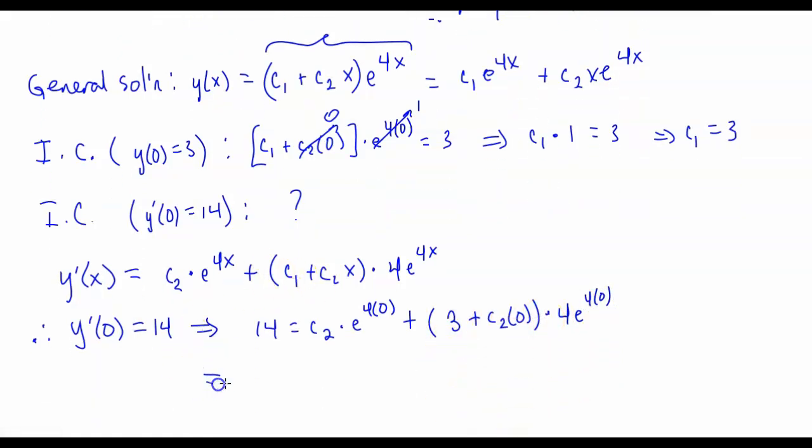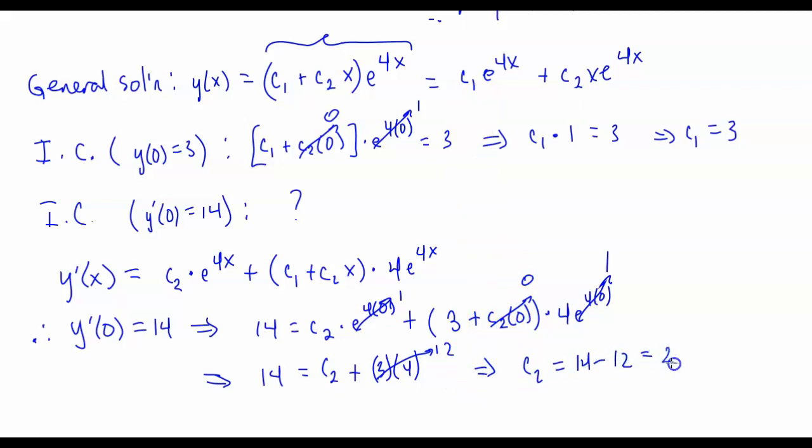And of course, on the left side, this just means we have 14. The e raised to the 4 times 0 is just 1. So this is just C2 plus, this is 0. That is 1. So we just have 3 times 4, really. So we got 3 in here, got 4 out here, which of course is 12. And this implies that C2 is just 14 minus 12, which is 2.